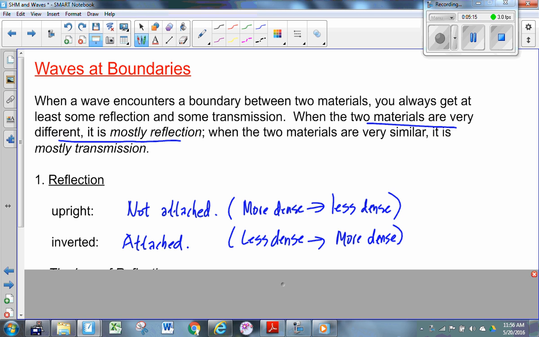So if you come across a situation where it's clearly attached or not attached, like a slinky, then use that as your rule of thumb to determine whether it's going to be right side up or upside down. But if it's more like air and water or air and some other gas, and you want to know whether the wave is reflected right side up or upside down, then you've got to look at the density. Okay, and you'll be told, oh, the density of this medium is higher, or the density of this medium is lower than the density of that medium.